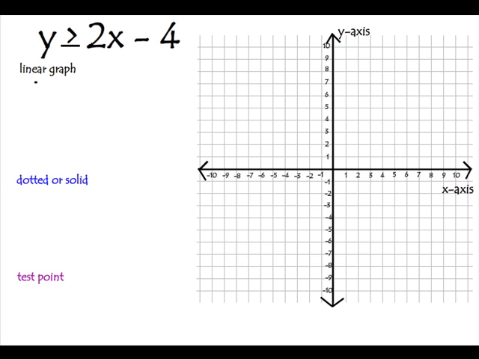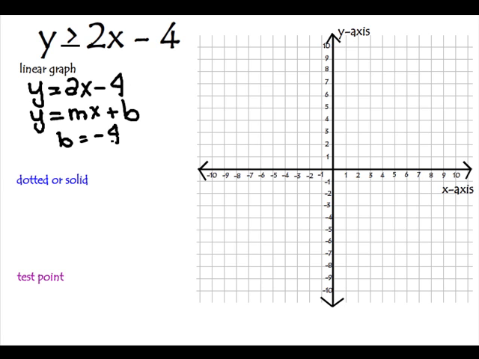So let's go up here, and first we're going to write it as if it was a linear graph. So y equals 2x minus 4. Now I notice that this is in my slope-intercept form already. Remember, your slope-intercept form is y equals mx plus b. So b is my y-intercept, that means where it crosses the y-axis. So b is negative 4, and m is my slope, and that happens to be 2.